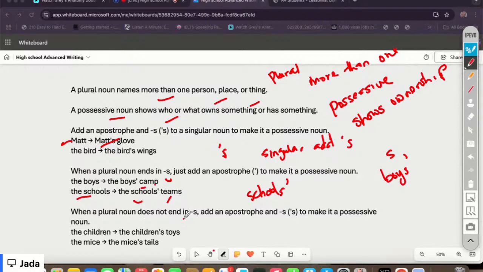So when a plural noun does not end with s, you have to add an apostrophe and s. Some plurals do not end with s, so you have to be the one to put the apostrophe and then the s. Just like we have children, you know that some of the plurals are very unique. They do not end with s, so you have to add the apostrophe and then s. Children is already in the plural form, but you just need to add an apostrophe and s. So we have the mice's tail. For mice, you have to add an apostrophe and s to make it a plural possessive.